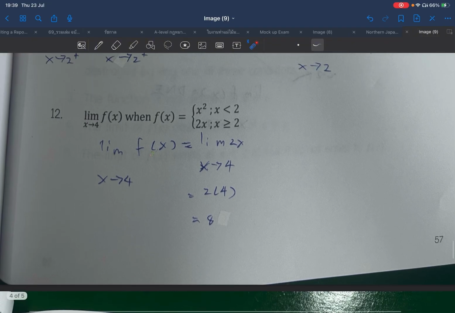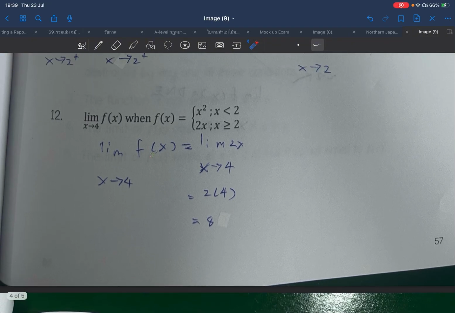Number 12. The limit of f(x) as x approaches 4, where f(x) equals x power of 2 for x more than 2, and f(x) equals 2x for x less than 2. Since x approaches 4, we are strictly in the domain where x is more than 2.